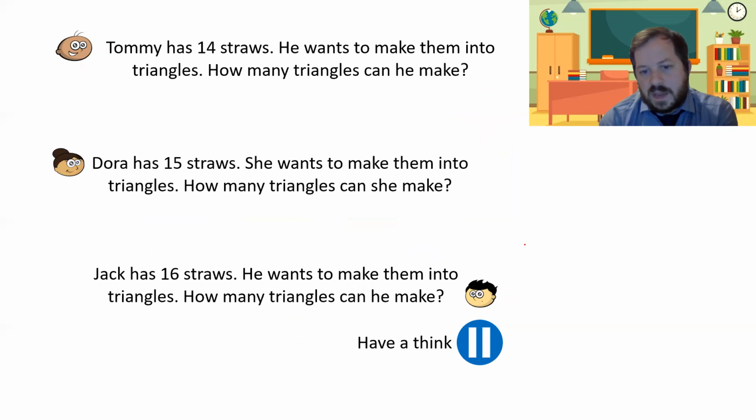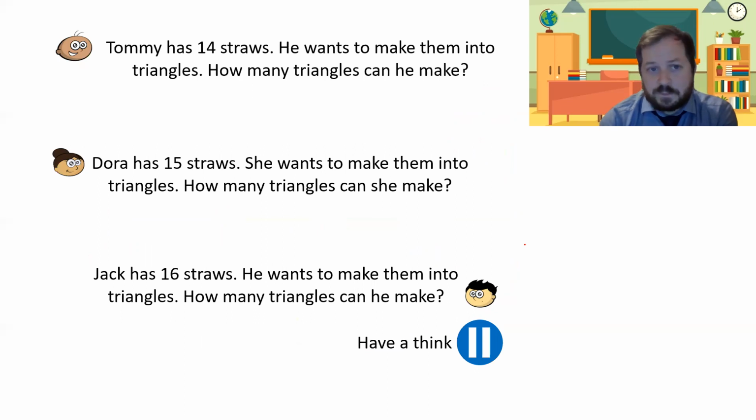So have a think about these ones. Tommy has 14 straws. He wants to make them into triangles. How many triangles can he make? Dora has 15. How many triangles can she make? And Jack has 16. How many triangles can he make? Have a think. And I want you to think about the pattern you might see as well. Pause now.